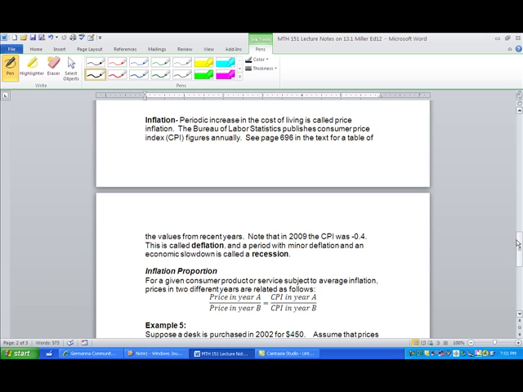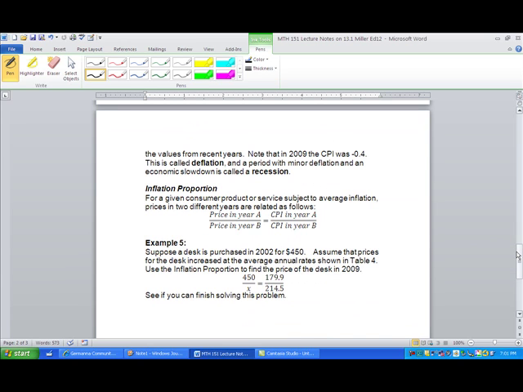We have the average CPI for each year from 1979 to the year 2009. And note that in 2009, the CPI was negative 0.4. This is called deflation. It means prices went down. And a period with minor deflation and an economic slowdown is called a recession. And I think most of us are familiar with that right now.